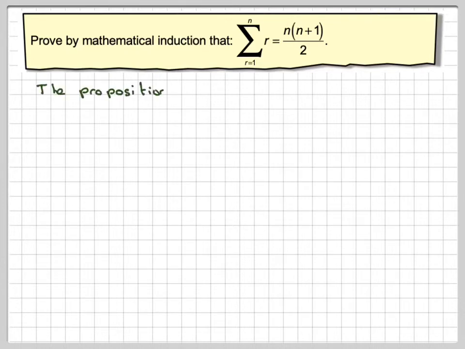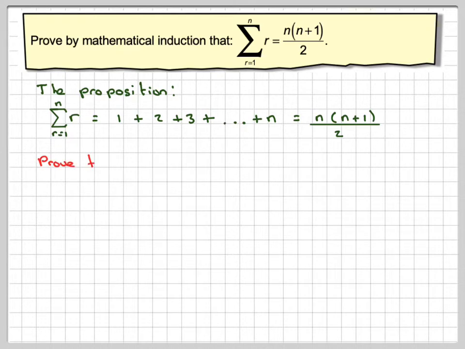So the proposition is that the sum from r = 1 of r, and let's write out a few terms of this. The first term would be 1, the next one would be 2, the next one would be 3, and then so on up until n, is equal to n times (n + 1) over 2.